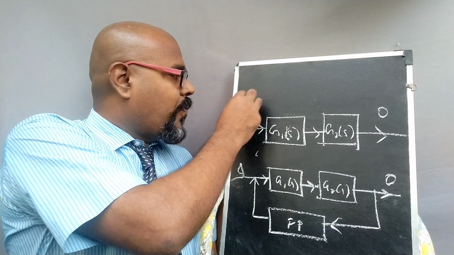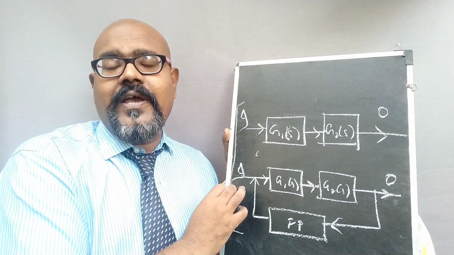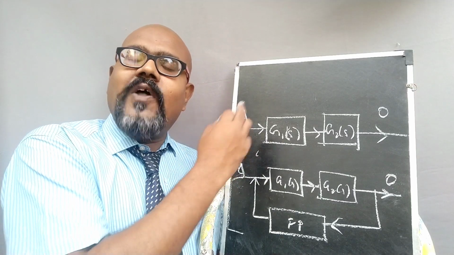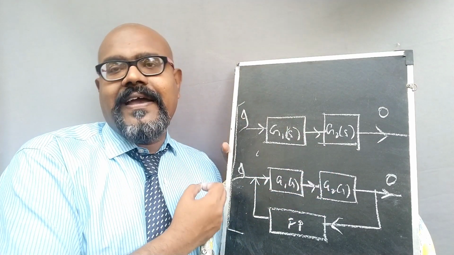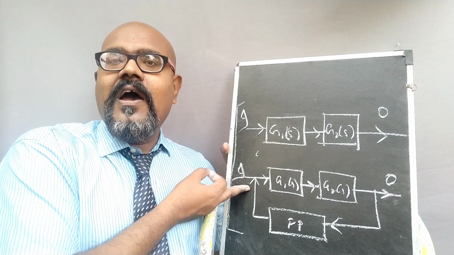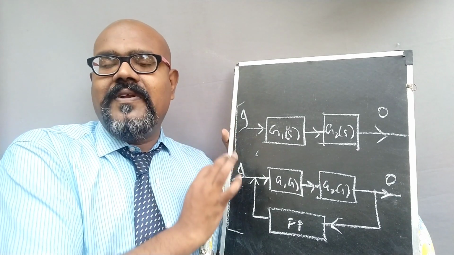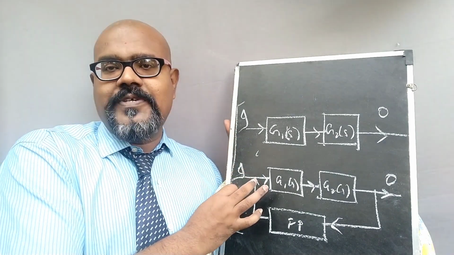Here the open loop system and the closed loop system are both considered controlled systems. A controlled system is nothing but a system where the output can be controlled by varying the input. Here the feedback path is especially for automatic correction. So please remember the difference between the open loop system and the closed loop system.